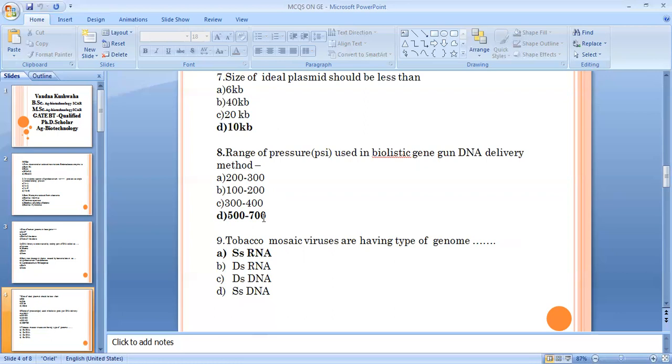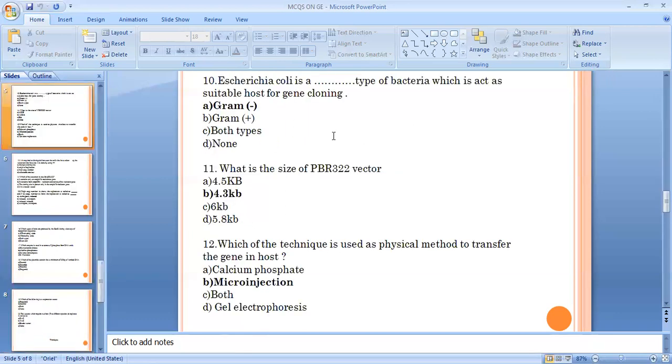Okay friends, next question is going to, that is tobacco mosaic virus is having which type of the genome. So your options are single-stranded RNA, double-stranded RNA, double-stranded DNA, single-stranded DNA. So right answer will be here single-stranded RNA. Next question is going to you.